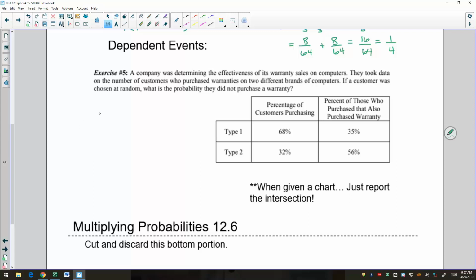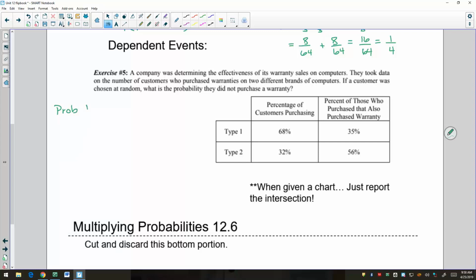So this question is kind of confusing at first, but once we break it down, hopefully you see it's not too bad. So a company was determining the effectiveness of its warranty sales on computers. They took data on the number of people who purchased the 2 types. So you have type 1 and type 2. I don't know what they are, but it doesn't matter. And then if they purchased the warranty after they purchased one of these 2 types. So they want to know if a customer is chosen at random, what is the probability that they did not purchase a warranty?